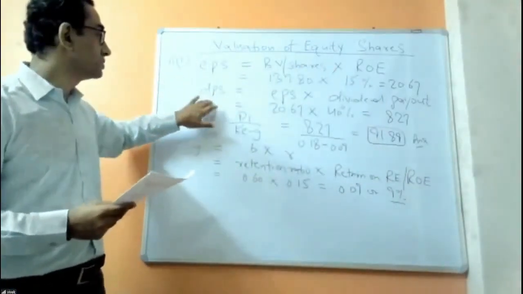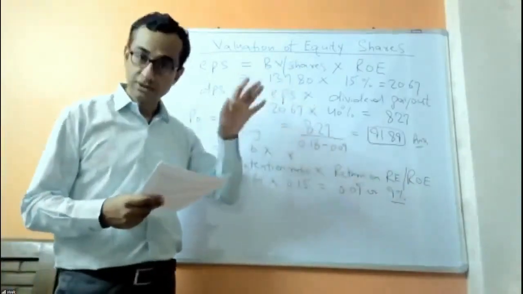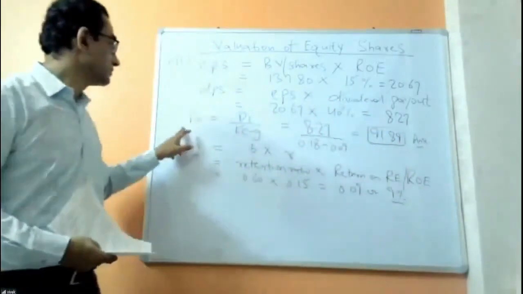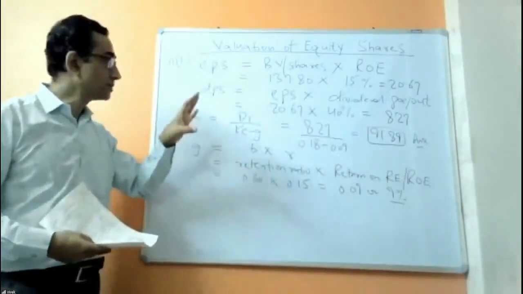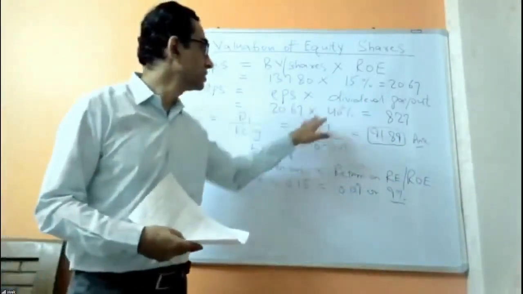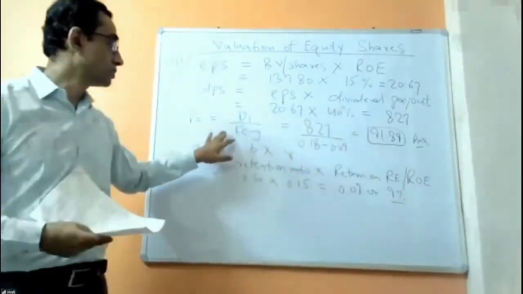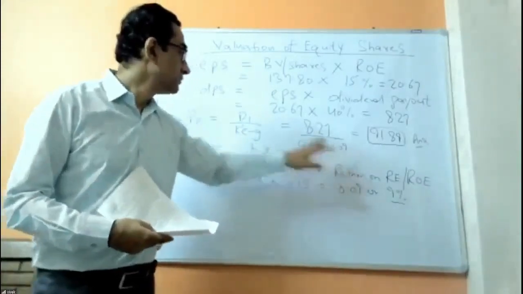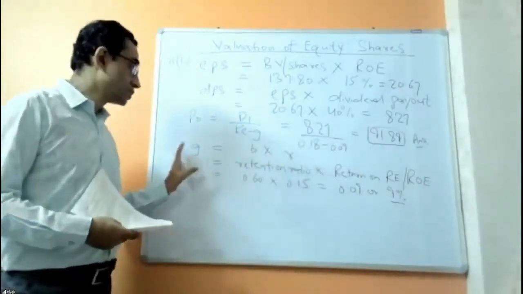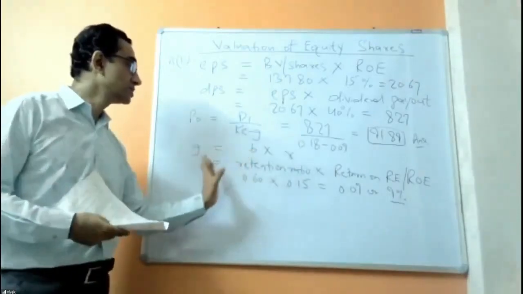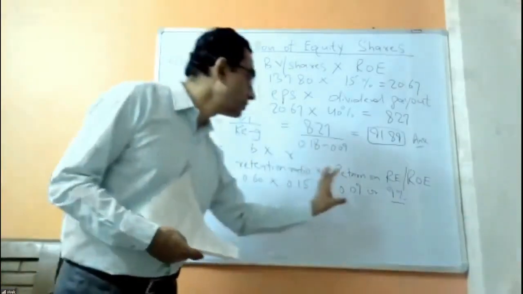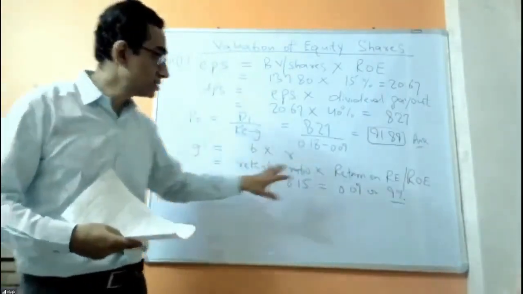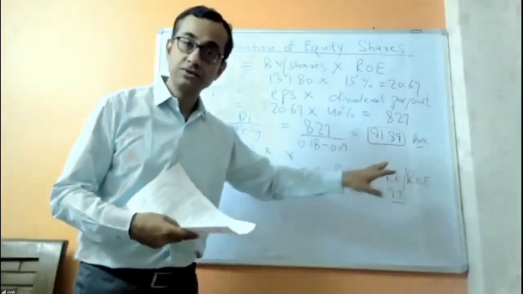On the basis of earning per share, dividend per share is calculated because the dividend payout ratio is given. That is 8.27. Then we apply the formula, put the figures into the formula. D1 we have already calculated, 8.27, upon the cost of equity, 18% given in the question. The 9% we have to calculate, that is the growth rate, which is the retention ratio, whatever the company is retaining and whatever amount the company is generating from that retention. So growth will be retention ratio into return on retained earnings or return on equity.